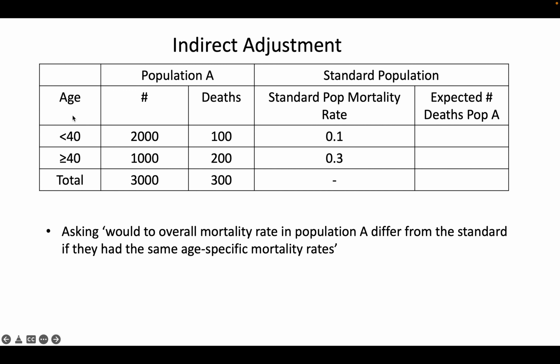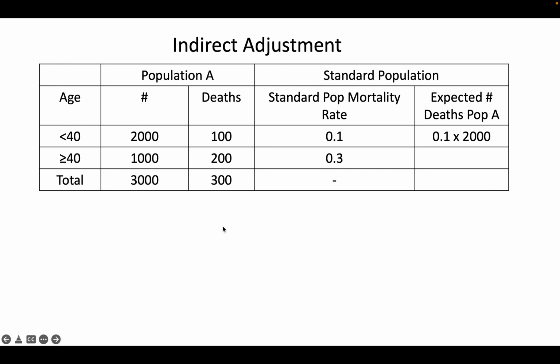So just to make this one faster and easier, age is just separated into two. I'm just doing under 40 and over 40. And in population A, we have 2,000 people that are under 40 and 1,000 that are over 40. And we have a number of deaths in each. And this is our standard population. We have basically the rate of mortality in these two strata. So we're basically asking here, would the overall mortality rate in these two populations differ if they had the same age-specific rates? We're just standardizing demographic structure like before, basically.